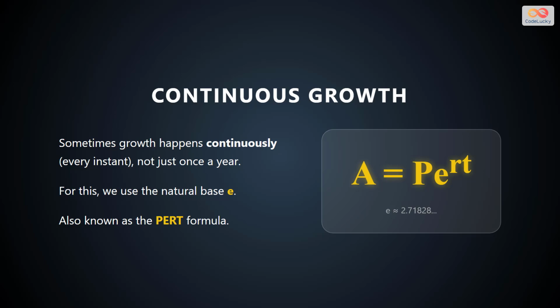Sometimes, growth doesn't happen in yearly steps but continuously, every single instant. For these situations, we use a slightly different formula, often called the PERT formula. It uses the mathematical constant e, which is approximately 2.718. This is very common in advanced biology and finance.